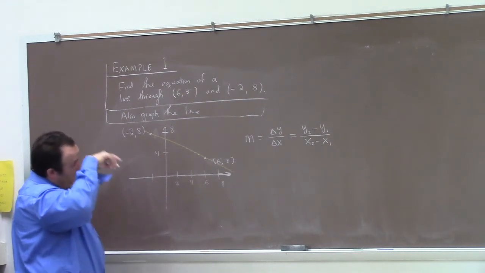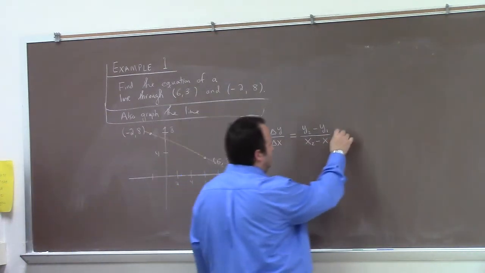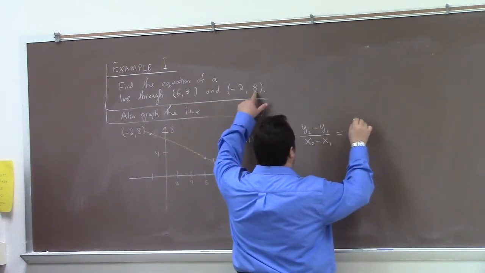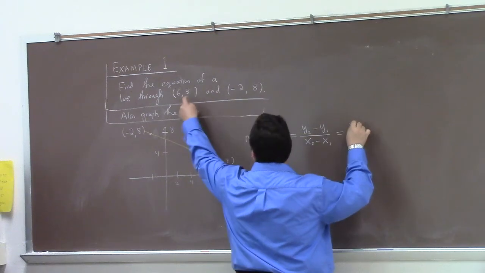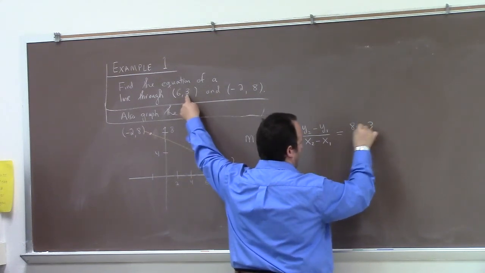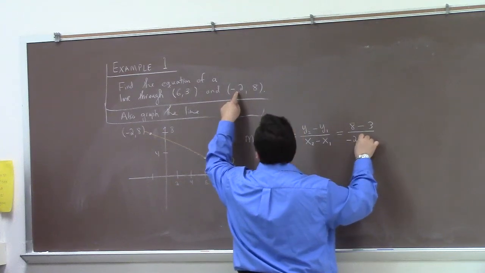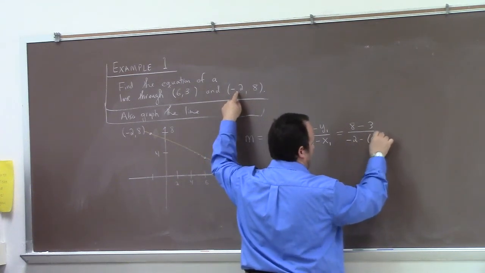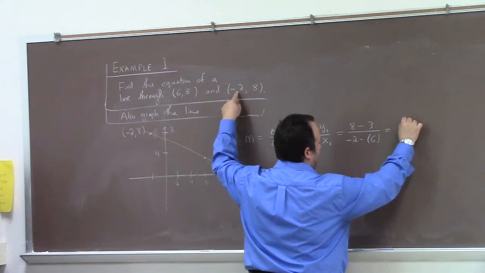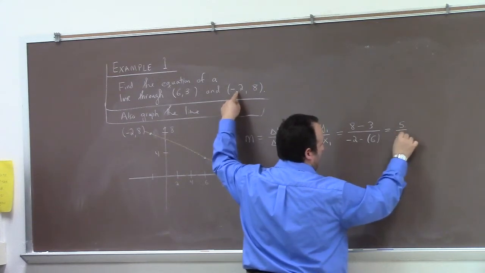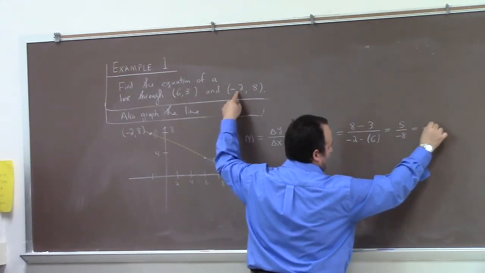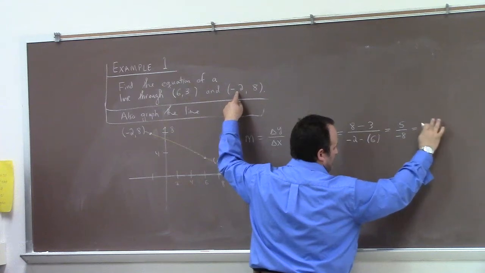All right, so we have to look at what's y2. I'm going to say it's 8. What's y1? 3. x2 minus 2. And then minus 6. Yeah, so I got 8 minus 3 is 5 over minus 8. Of course, that's minus 5/8. Just the same, right?